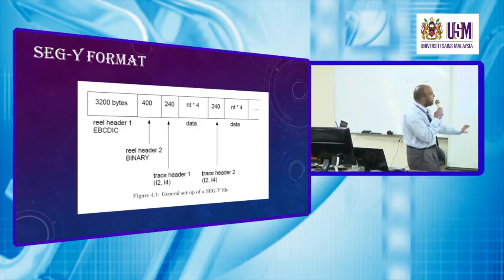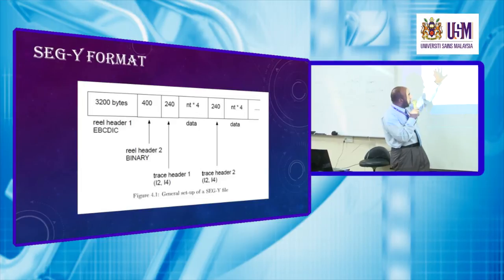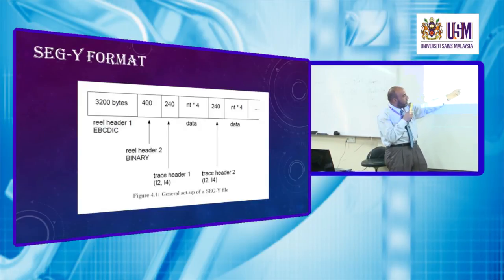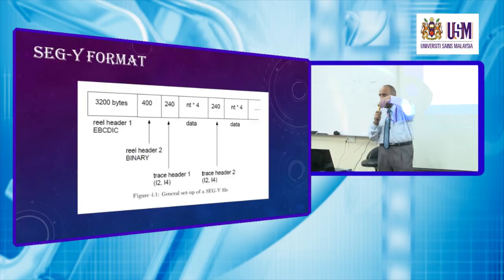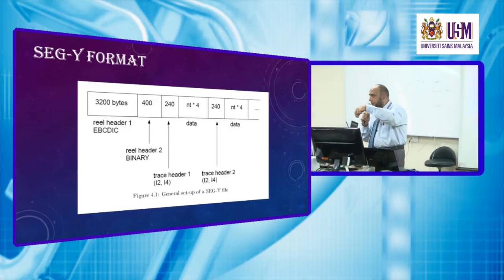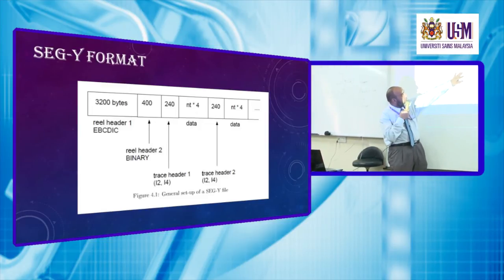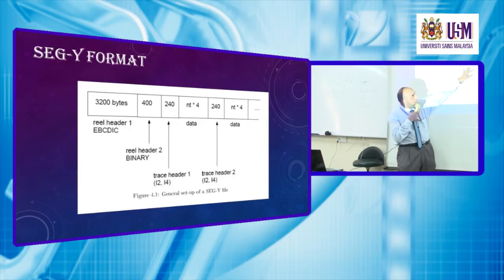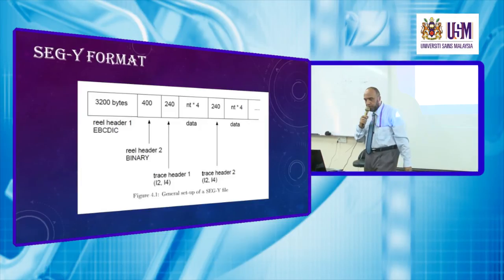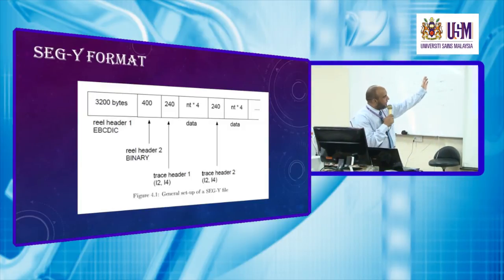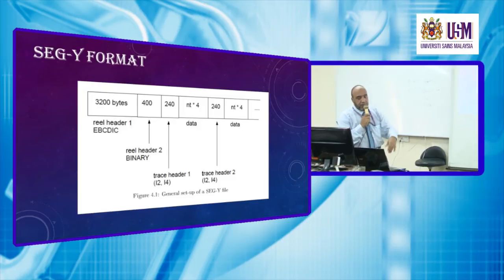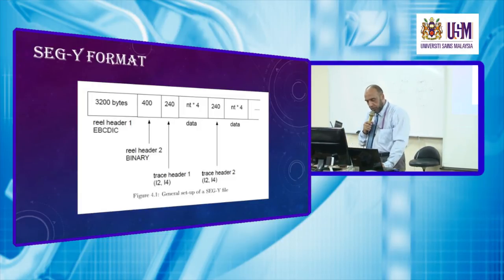And then after the header, which ends here, so it's 3,600 bytes, we have 240 bytes for the trace header. This represents the parameters for this specific trace. And then the data of this trace and so on. This is one trace and this is another trace, and so on till the end of the file. So we have the header at the beginning, and then we have traces that can be used to retrieve and store the data.